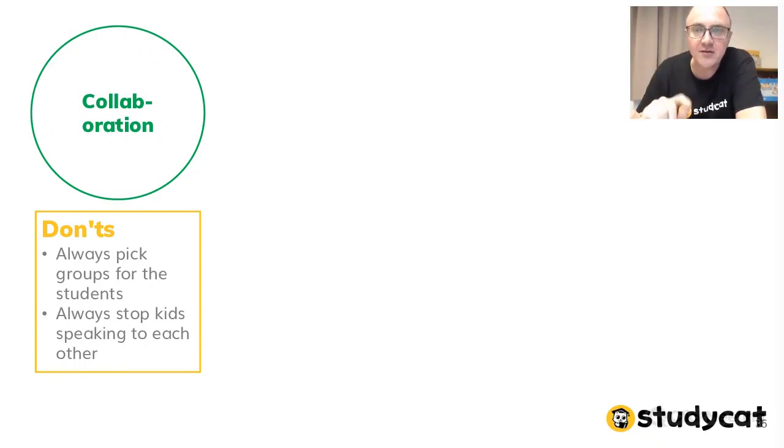For me, the don'ts: you don't always have to pick the students for the groups. You don't have to say, okay, you three and you three. It doesn't have to be you picking, because you're not giving them any control over it. If you're picking all the time, they're not having any control over the collaboration. They just think it's something the teacher is making me do.